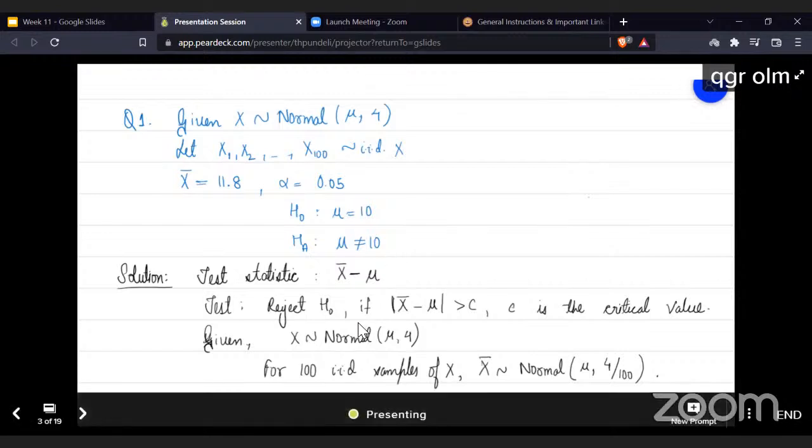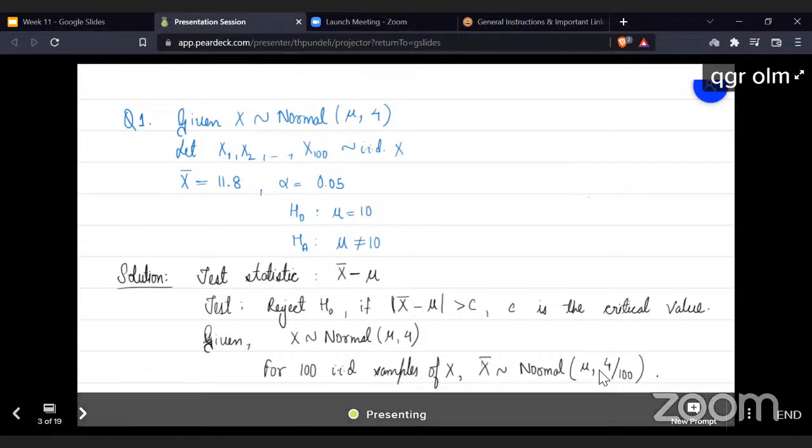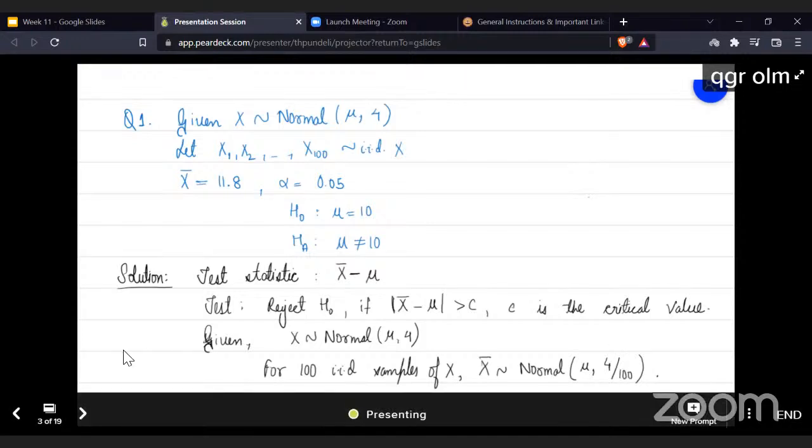All right. We have defined our test to be reject H0 if mod of X bar minus mu is greater than C, where C is the critical value, right? Now we are using the test statistic X bar, and we know it is normal with mean mu and variance 4/100. All that should be clear to you: X bar is normal with mean mu and variance 4/100, right?